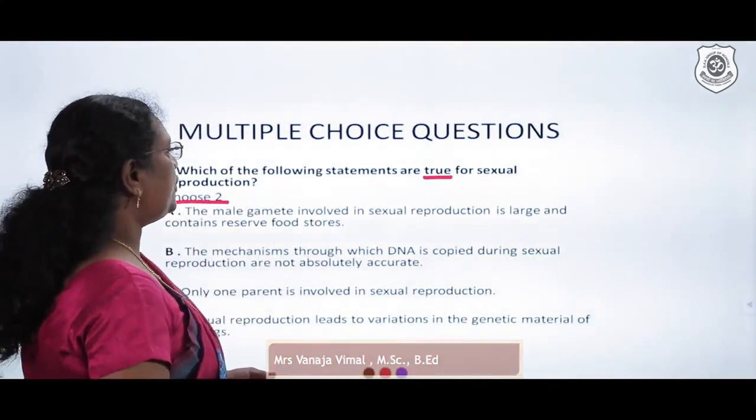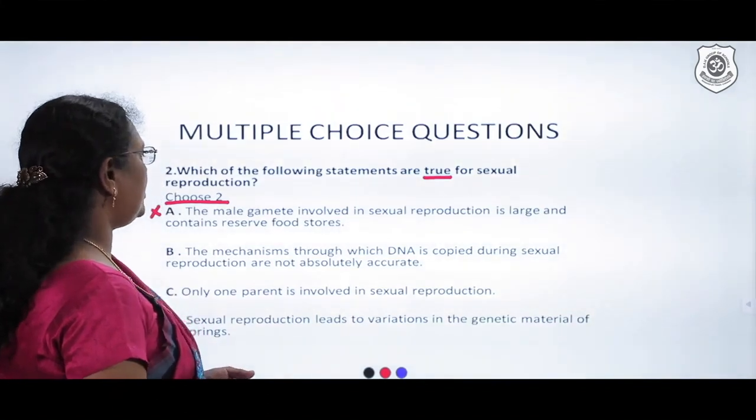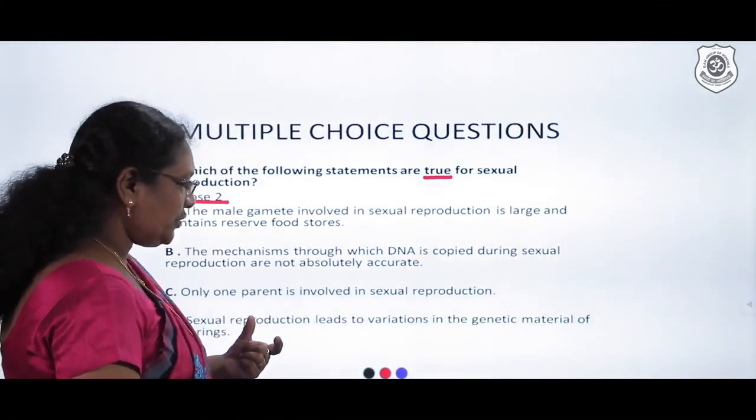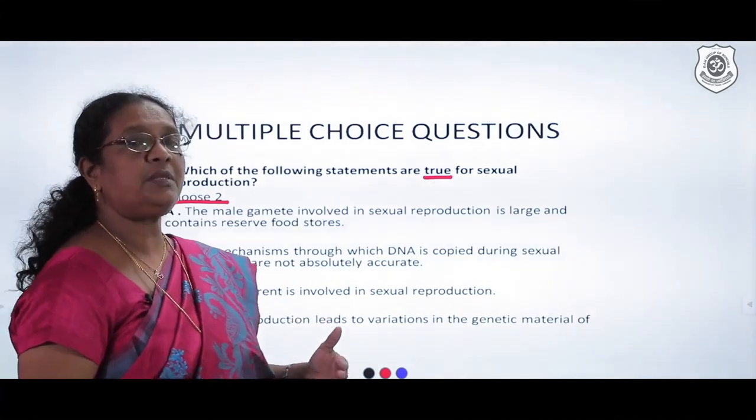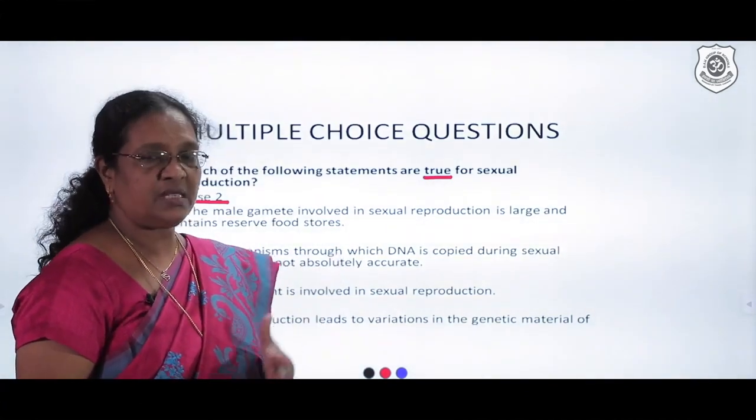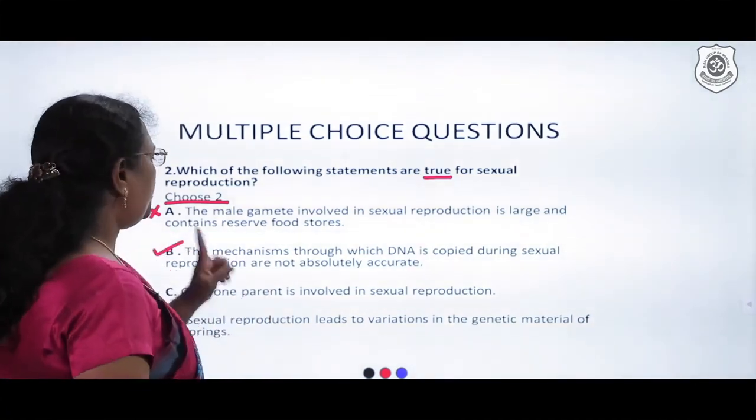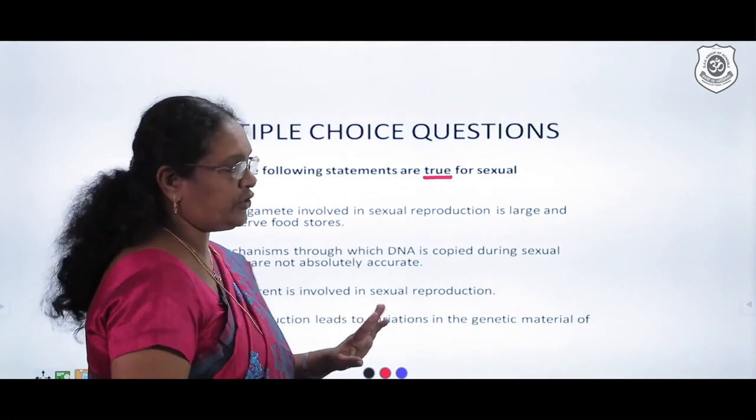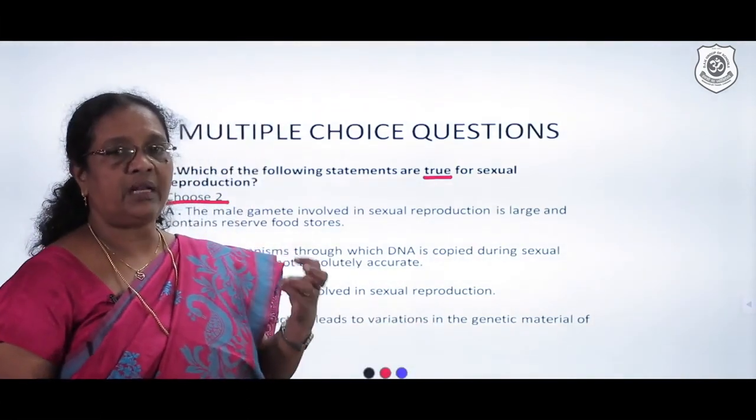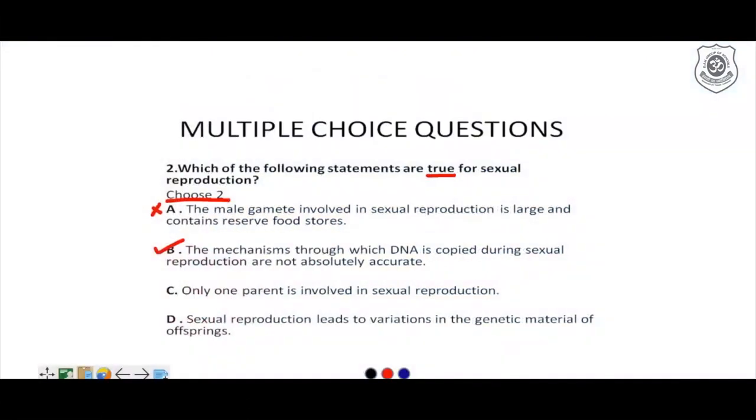The mechanisms through which the DNA is copied during sexual reproduction are not absolutely accurate. Perfectly correct statement, because there is going to be some error caused. So this is a correct statement. Only one parent is involved in sexual reproduction. No. We just discussed that it's going to be the male and the female gamete. The female organism has to be involved. So this is not accepted. Sexual reproduction leads to variation in the genetic material of offspring. Perfect. So these 2, B and D, are the correct options.